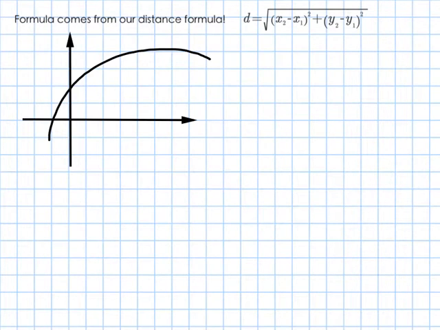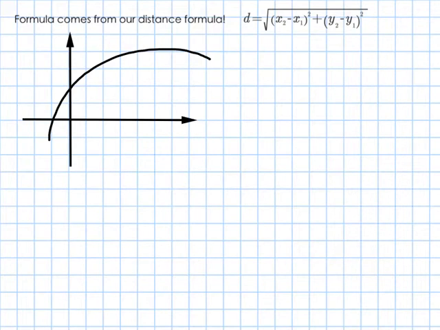Our formula comes from our distance formula, from pre-algebra or algebra 1. It essentially is our Pythagorean theorem. The distance is the difference of the x's squared plus the difference of the y's squared, all inside a square root. To use that formula to figure out distance, we need to make linear segments on our graph.